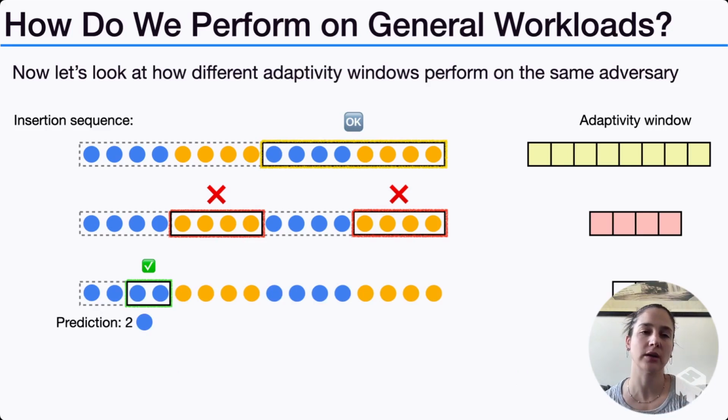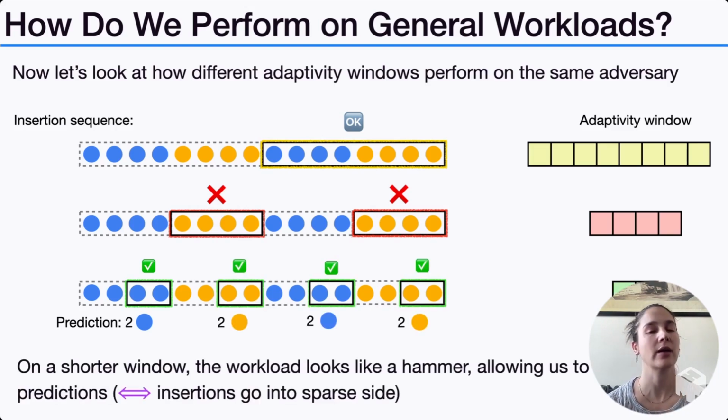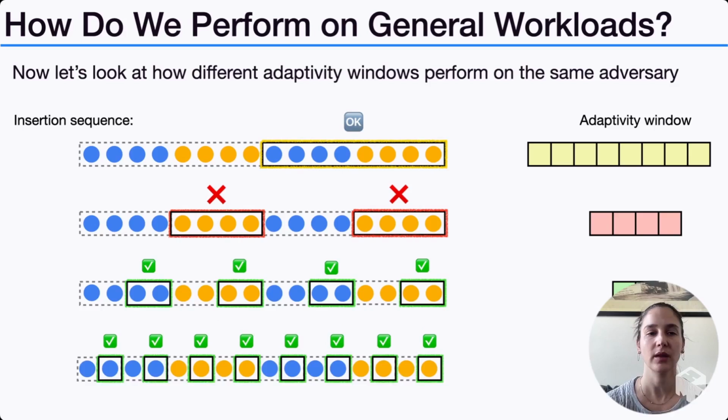But something that's even better is if my adaptivity window were shorter than the period of this hammer. So for example, if it was of length 2, then I'm able to correctly predict the next two inserts going into the left side, and then this would continue again for the entire sequence. So what's happening here is that over a shorter window, the hammer is not oscillating. It looks more like a hammer locally, and it allows us to make good predictions that move elements away from the side that is getting the inserts. And then if I had even shorter periods, the same pattern would emerge.